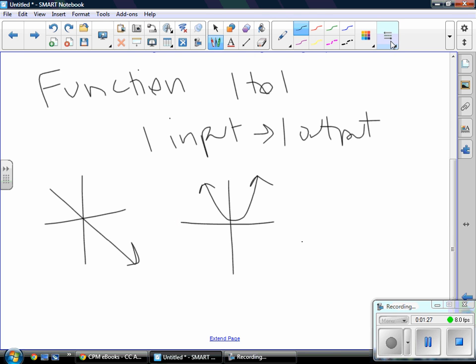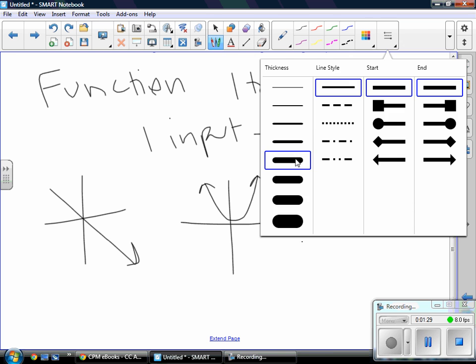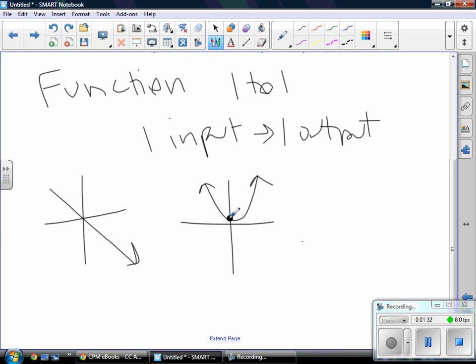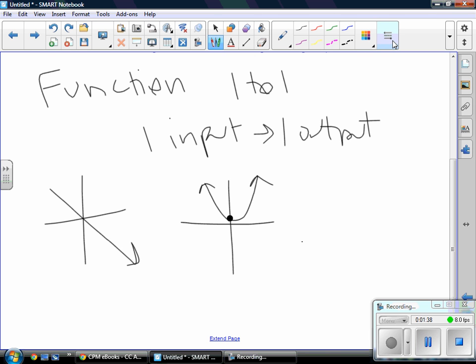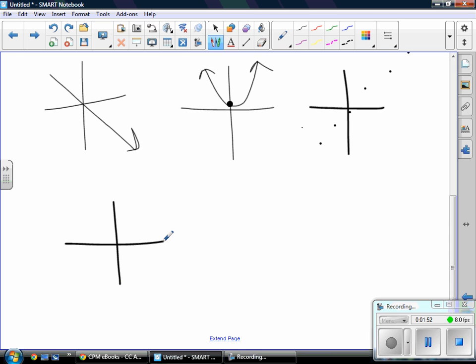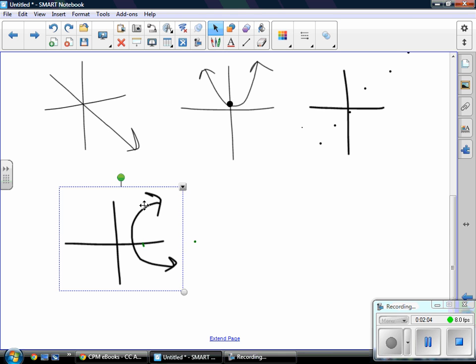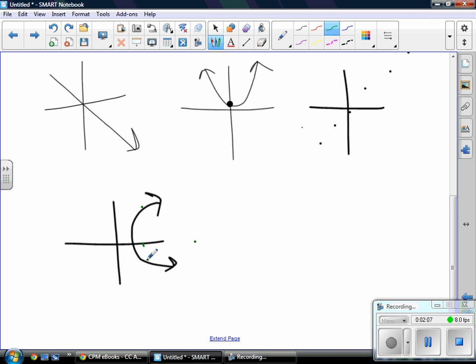Something else that is a function is something that looks like this, as long as I plug in one point and I only get out one point. Something that is not a function: let's look at some of those. A sideways parabola. We talked about those. If I plug in x equals, let's say about 4, I go to 2 spots on the graph. It does not like going to 2 spots on the graph. Those are not functions.